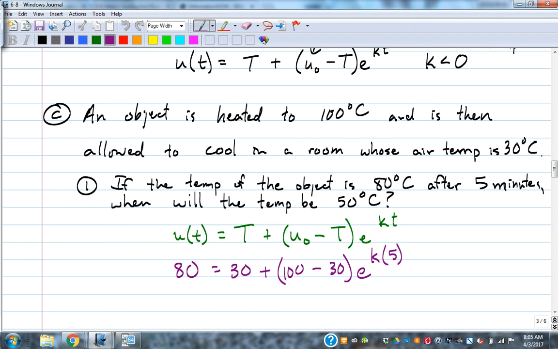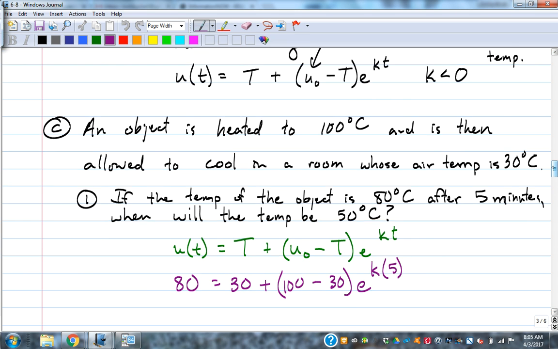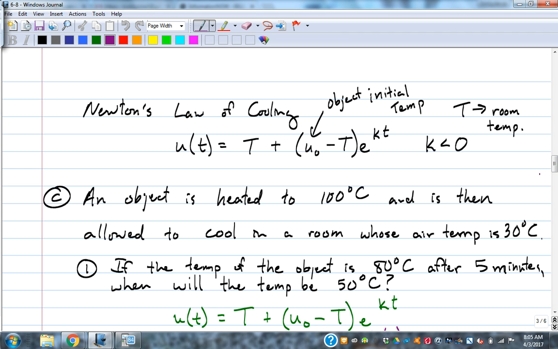All right, so we had Newton's law of cooling. We had this nice formula going on there where lowercase t is the variable that defines the function. Uppercase T is your temperature in the room. Your U sub 0 is the initial object's temperature, whatever that object is. And then k is the cooling coefficient. That's different for each object, depending on what the object's made out of.